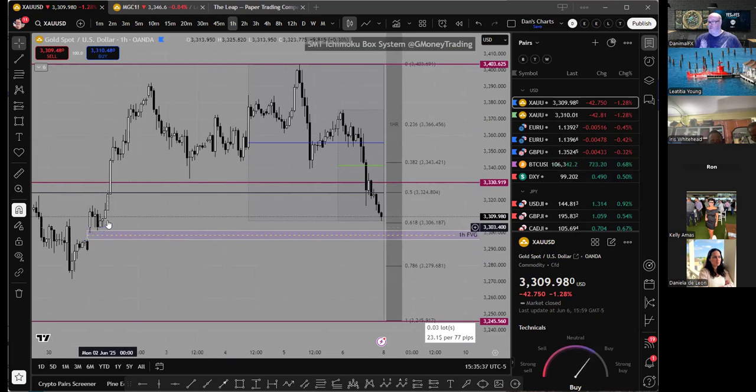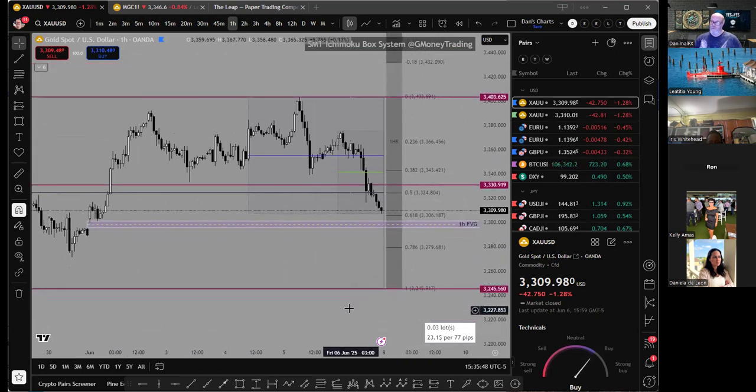That's why I think we're going to test the zone one more time. It is going to ricochet off that and continue going up, or it's going to break through and continue going down. So the fair value gap means a reverse? No, fair value gap means that there's liquidity there. That means there's a combination of buyers and sellers. We don't know how many.